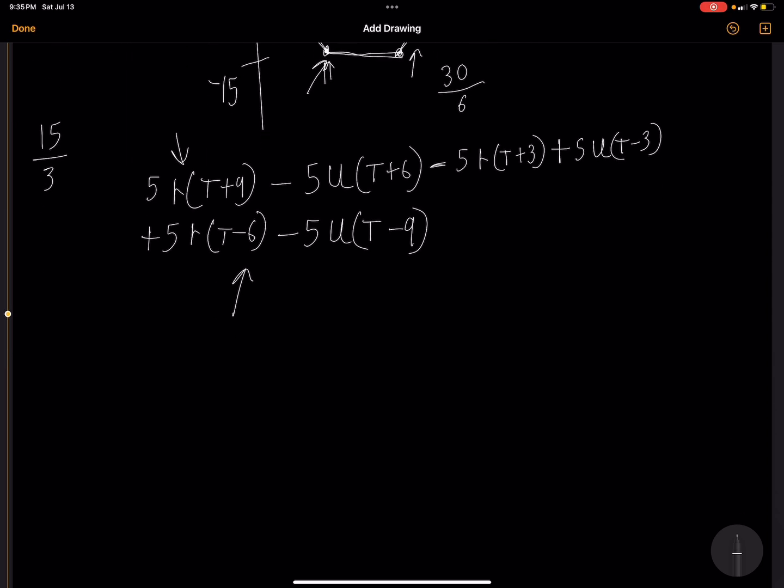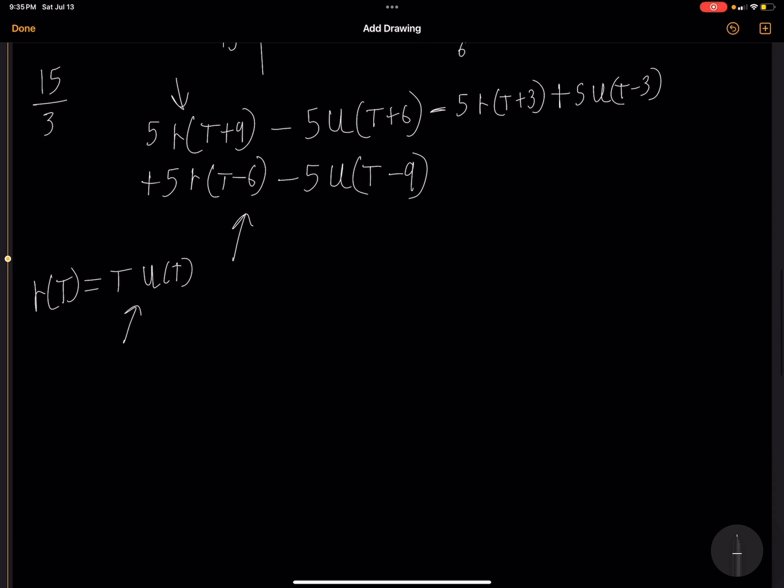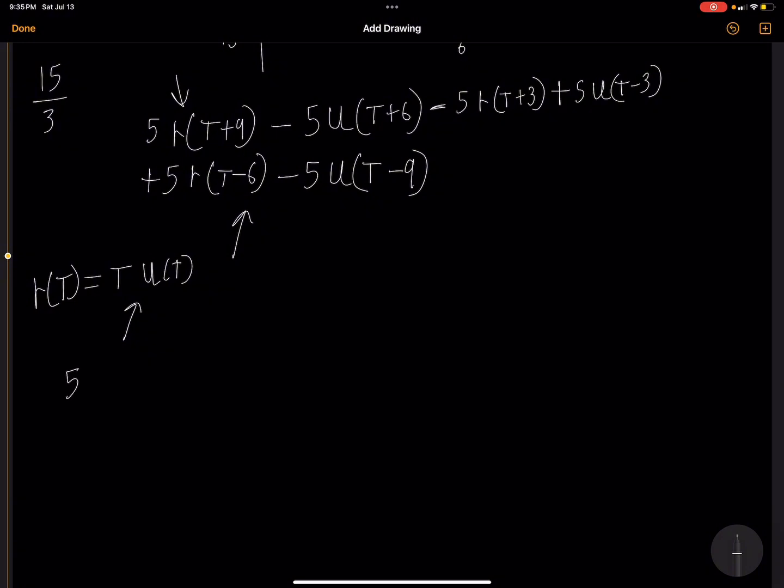Okay, now let's convert everything. So we know that r of t is equal to t u of t. So let's plug that in. So wherever t is will be on u. So let's do the first one, 5. Now t is t plus 9, so we have 5 (t plus 9) u of t plus 9 minus 5. That's already unit step. Minus 5 (t plus 3).